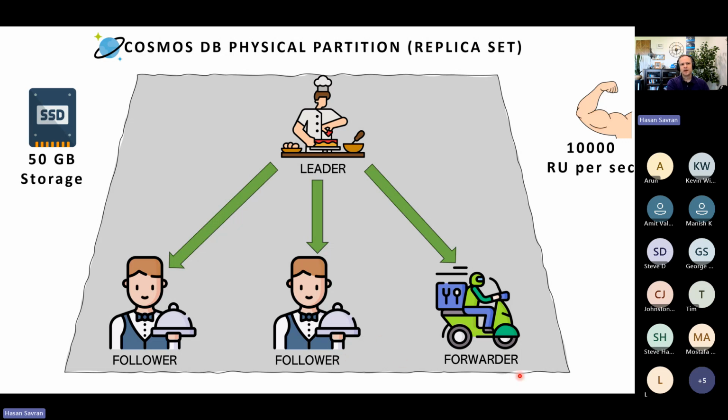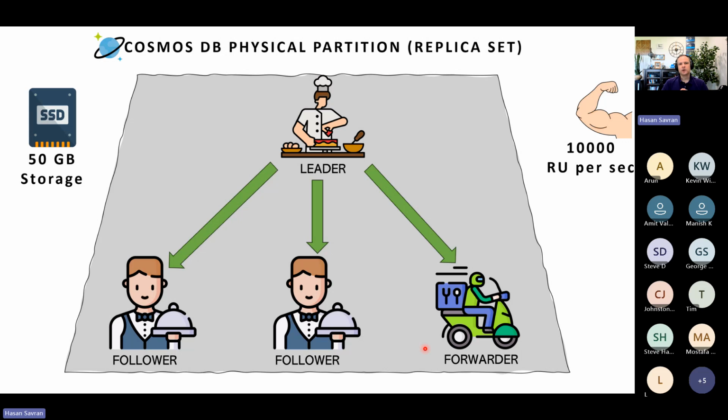One of these followers actually becomes a forwarder if we have this available in different regions. So, for example, if we have east and west, the write goes to the east. As soon as the data goes to the forwarder, the forwarder is responsible to take that change and write it to the west side.